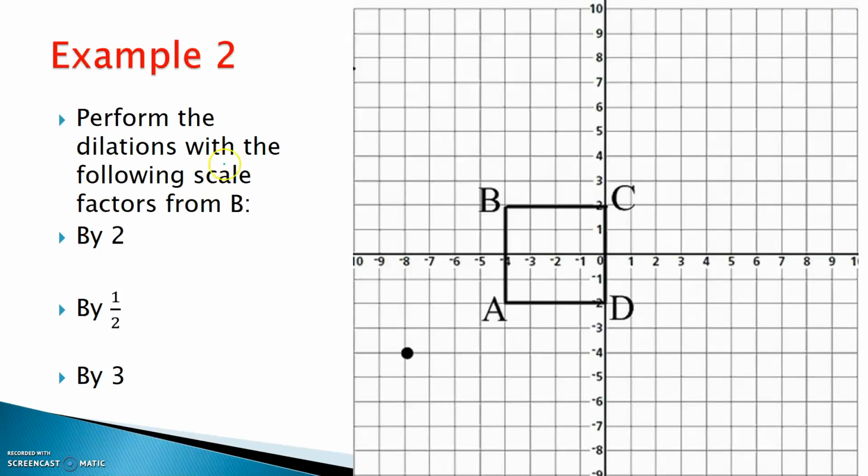It says perform the dilation with the following scale factors from B. Now this is the key part, because this is your anchor. Scale factor from B means everything is going to be in relationship to this point right here on our square. I'm either going to shrink it or expand it, using B as your center, that's your anchor. So everything is based off of that point. Now let's start off with the first one.